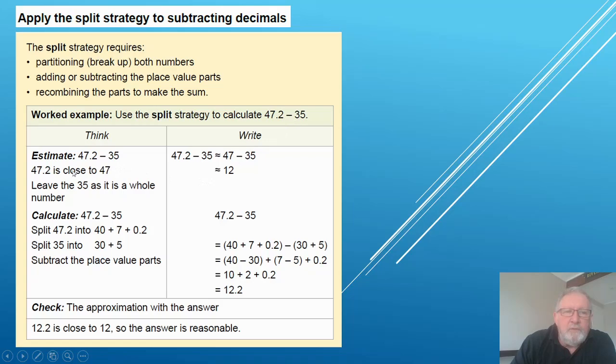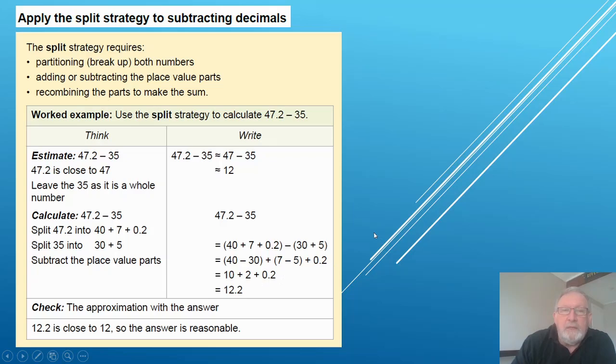Estimate first of all, 47 and 2 tenths is close to 47, 35 taken from that gives us an approximate answer of 12. So 47 and 2 tenths is broken up into 40 plus 7 plus the 2 tenths. 35 is broken into 30 and 5. Do our tens first of all. 40 take 30 is our 10, 7 take 5 is 2. There was nothing to take away in the tenths, so we just add them back together at the end to get an answer of 12 and 2 tenths.